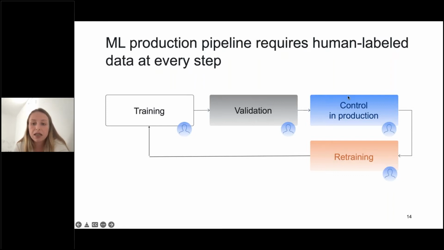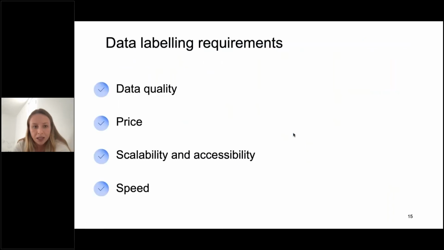And again, the same is also in production. In order to know if our algorithms are performing well on the real life data, we need someone to actually judge it, and that would be a human. If we want to retrain our algorithms, again, we need human labeled data.